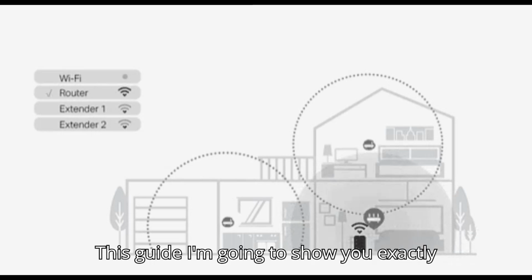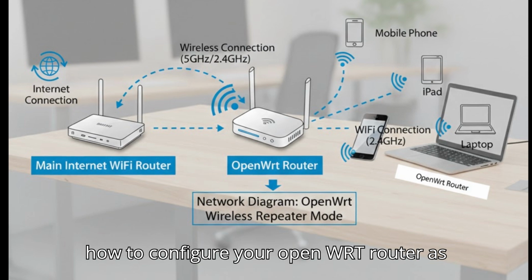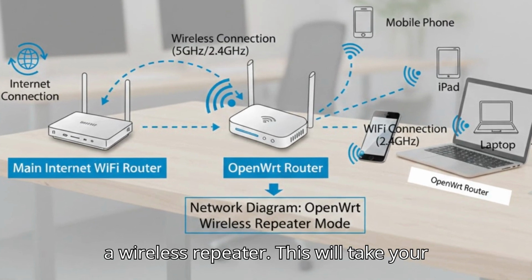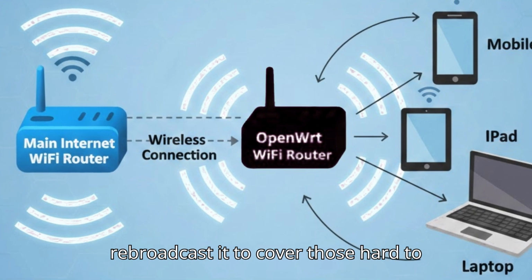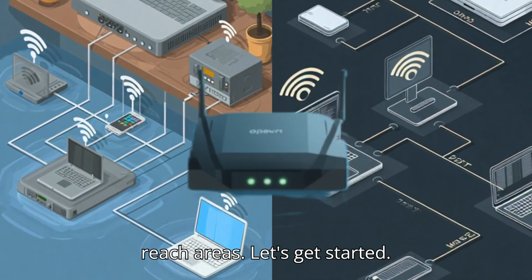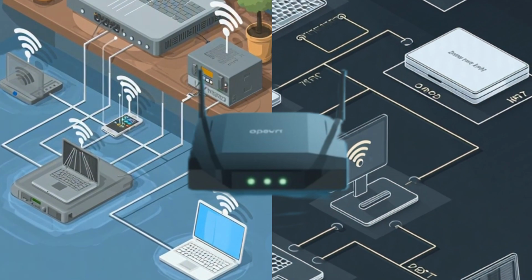Tired of Wi-Fi dead zones in your home or office? In this guide, I'm going to show you exactly how to configure your OpenWRT router as a wireless repeater. This will take your existing Wi-Fi signal, amplify it, and rebroadcast it to cover those hard-to-reach areas. Let's get started.